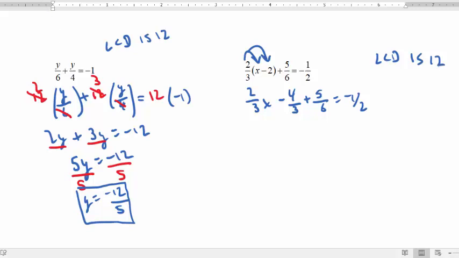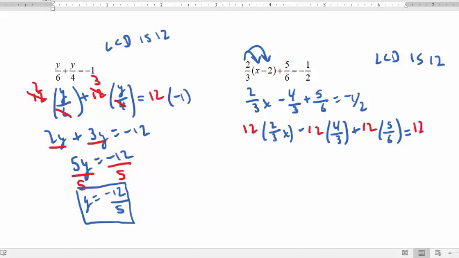So I'm going to multiply each of these 1, 2, 3, 4 terms by 12 now. So 12 times 2/3 x minus 12 times 4/3 plus 12 times 5/6 equals 12 times negative 1/2. And now, yes, right now it looks like a big hot mess.